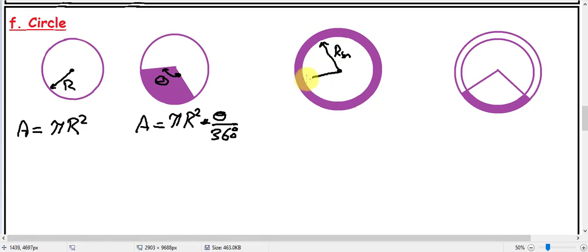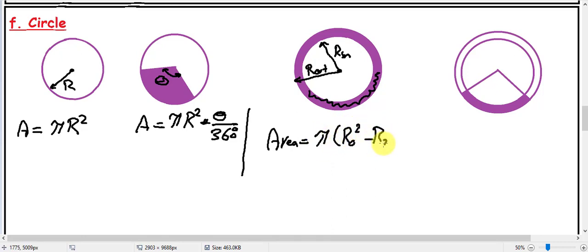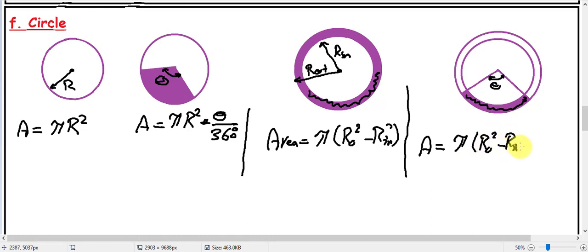And if we have here a hollow pipe, the hollow pipe has an inside radius R in and an outside radius R out, and we want to know the area of this section, so the area equals pi (R out squared minus R in squared). And if we want to calculate the area of this sector of this pipe, this sector makes an angle we call theta, so the area equals pi (R out squared minus R in squared) theta over 360 degrees.